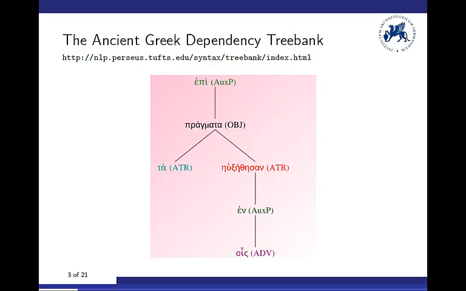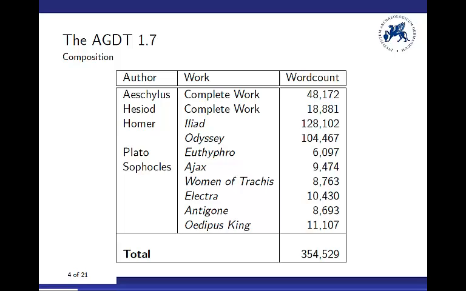ADV for adverbial, etc. And here is where we stand right now, at the last release of the Ancient Greek Dependency Treebank, 1.7. As you can see, we have quite a substantial collection of Greek poetry, especially. The prose at the moment is just represented by one dialogue of Plato, Euthyphro. But we have the complete work of the seven tragedies traditionally attributed to Aeschylus, five tragedies of Sophocles, the Philoctetes and the Oedipus at Colonus are missing, and the whole text of the Iliad and the Odyssey, etc.